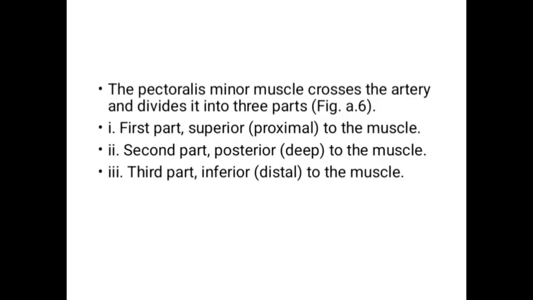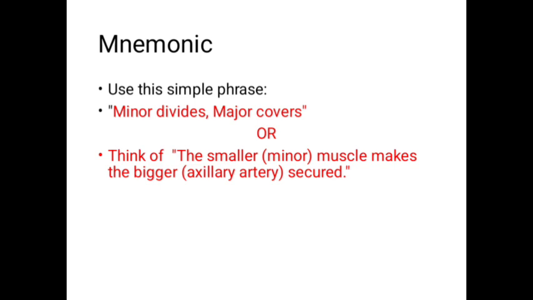Now, the pectoralis minor crosses this artery and divides it into three parts: the first part, superior, proximal to the muscle; the second part, posterior, deep to the muscle; and the third part, inferior, distal to the muscle. So, we have the pectoralis major and the pectoralis minor in the human body, and here is just a simple phrase that can help you remember which of the pectoralis muscles crosses the axillary artery to divide it into three parts.